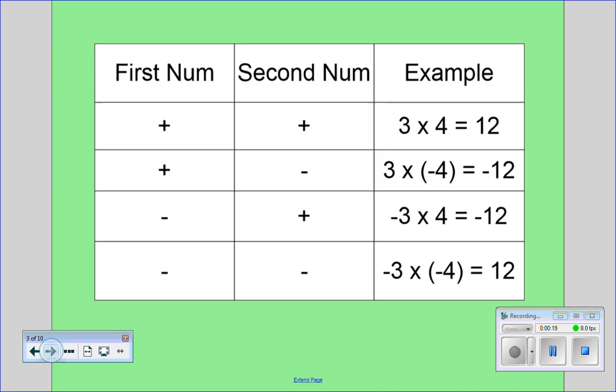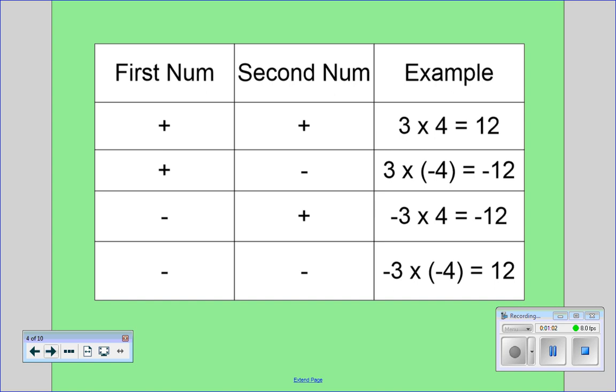Okay, division rules. Remember? 2 positives, positive; 2 different signs, negative; 2 negatives, positive. It goes the same for division. I could switch all these out for division and it would be the same thing. So if I have 2 positives, my answer is going to be positive. If I have 2 different signs, my answer is going to be negative. And if I have 2 negatives, my answer is going to be positive. This is where the whole 2 negatives make a positive thing comes in, guys. So this is for multiplying and dividing.